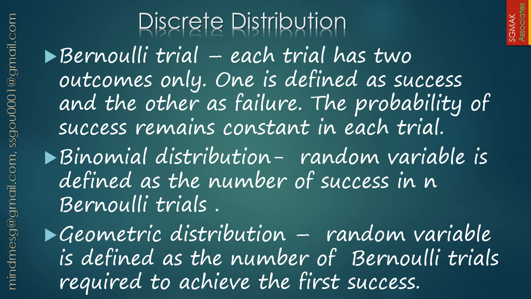Geometric distribution is another distribution based on Bernoulli trials. The random variable of interest is defined as the number of trials required to achieve the first success. So you're making Bernoulli trials, you have defined the success, and in geometric distribution, you're focused on how many trials you need to get the first success.